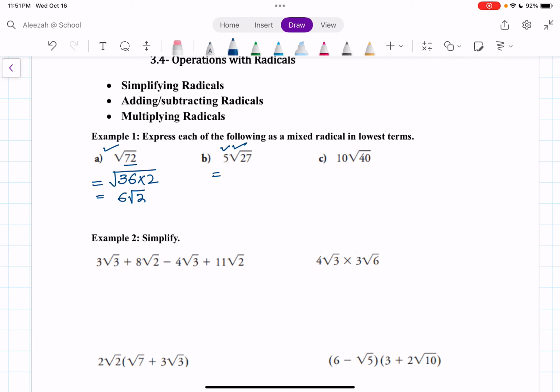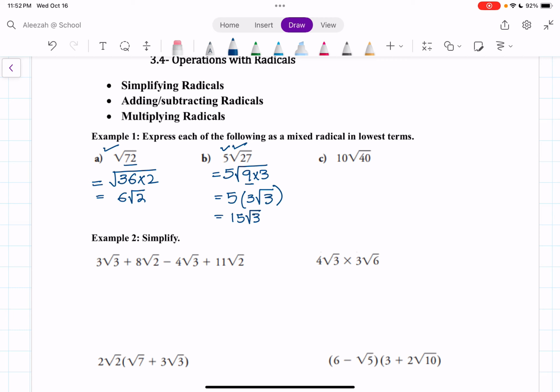So what I will do, I can write 27 as 9 times 3. 9 is a perfect square number, right? So it's 5, and now square root of 9 is 3, so I can write 3. And what I'm left with is square root of 3. And now it will be 15 square root of 3.